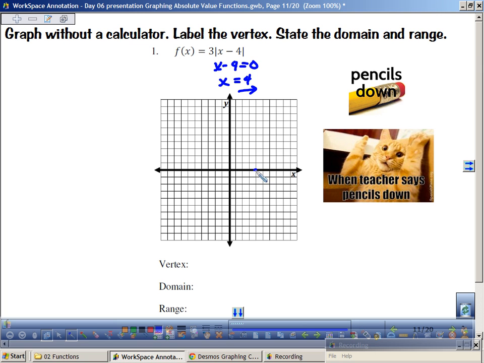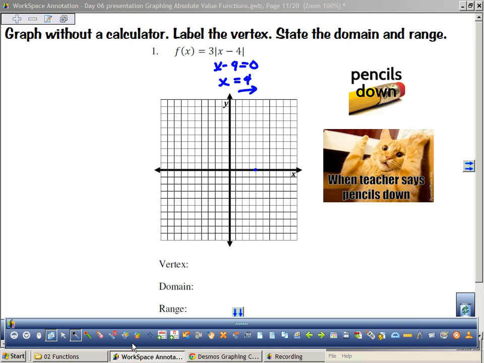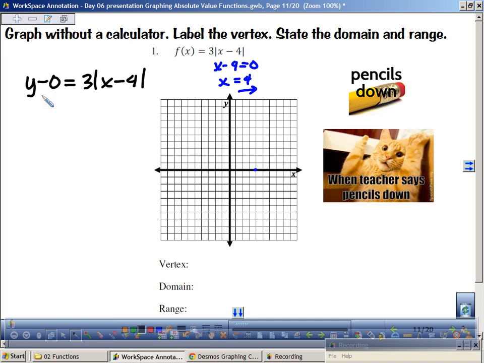So from this is my vertex, because I'm not doing a vertical translation, because there's nothing over here with y, and there's nothing over here for me to move to the other side. So actually I'm going to write that out. I'm going to change this to y. There's nothing that I'm going to translate up or down, and then I've got 3 times the absolute value of x minus 4. That is what I'm thinking about in my head when I do this.